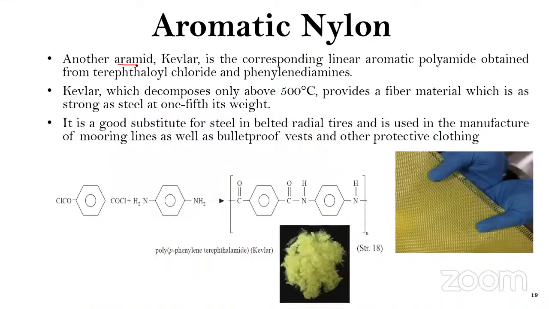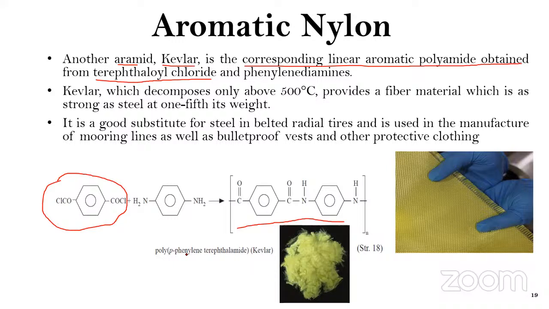Another aramid is known as Kevlar. Okay, I think you all have heard about this Kevlar. This is a corresponding linear aromatic polyamide from your terephthaloyl chloride. Okay, the same material over here, but here we use phenylenediamine and we produce poly(p-phenylene terephthalamide). Kevlar is known by this trade name, and it decomposes only above 500 degrees Celsius. If you see, these are the fibers of Kevlar.